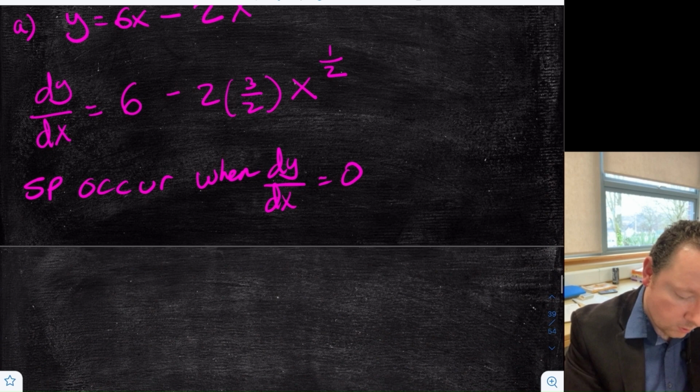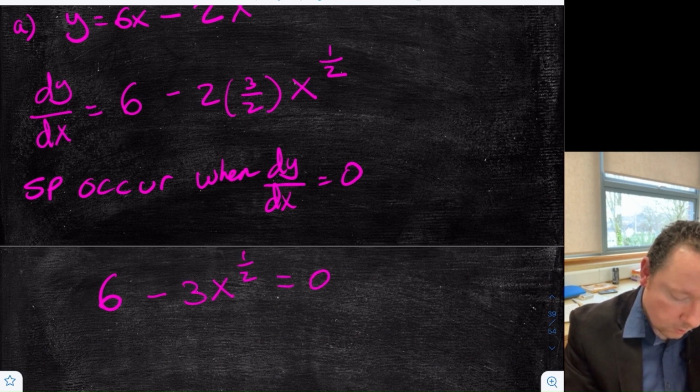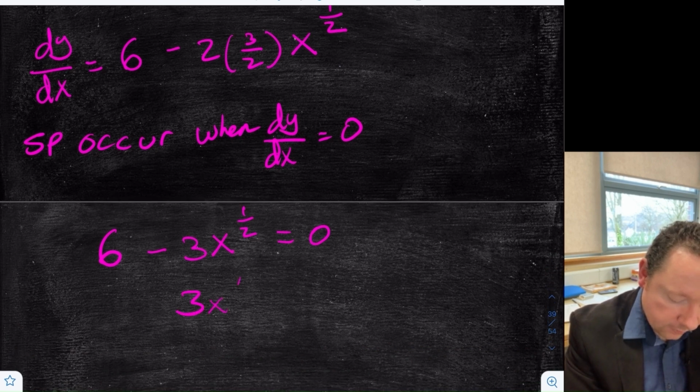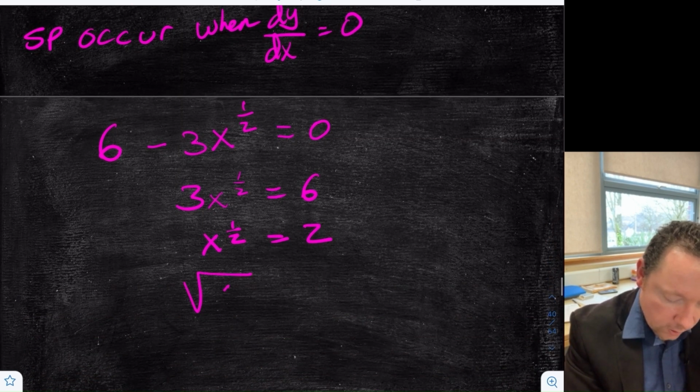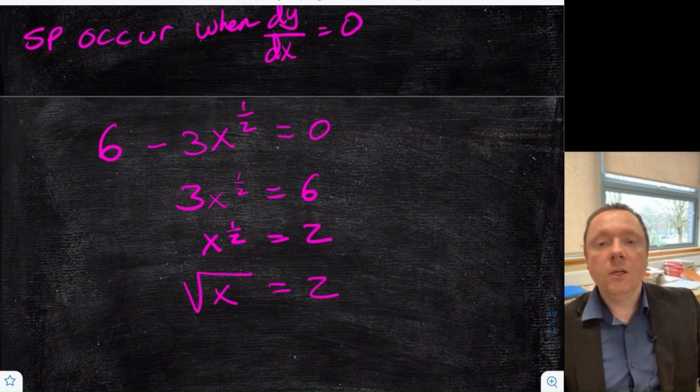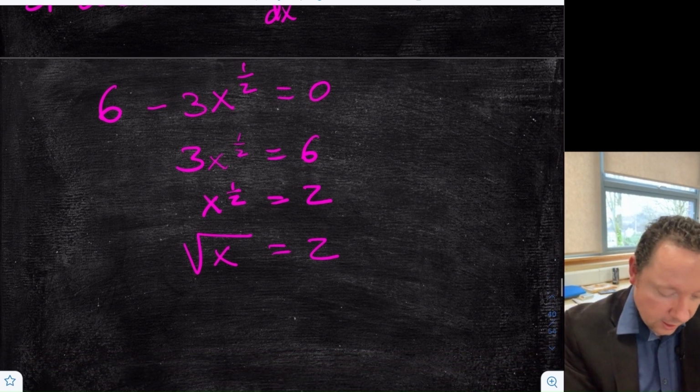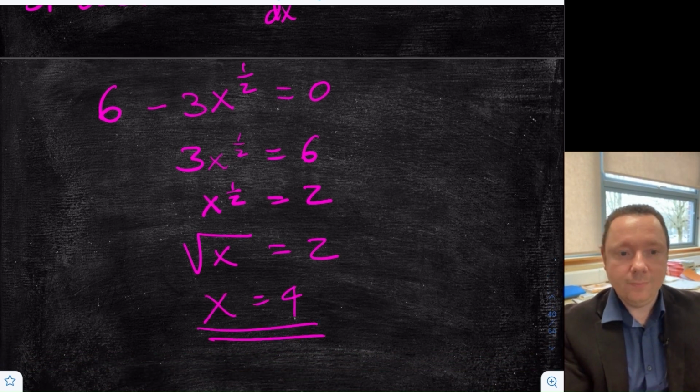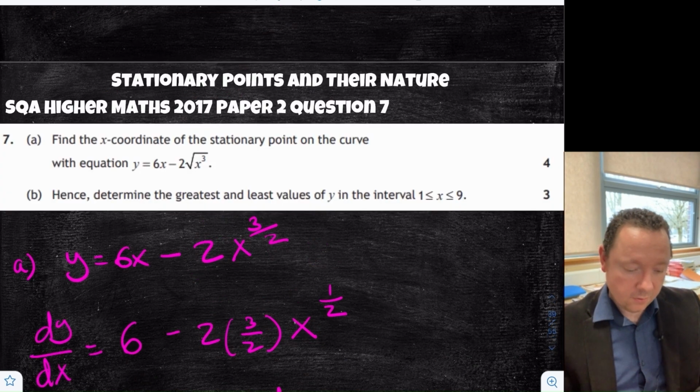So making this equal to 0, we get 6. These 2's cancel, so minus 3 x to the half equals 0. So 3x to the half equals 6. x to the half equals 2. Remember, x to the half means the square root of x equals 2. So if I square both sides, I get x equals 4. And we're done there. Part B, hence determine the greatest and least values of y.